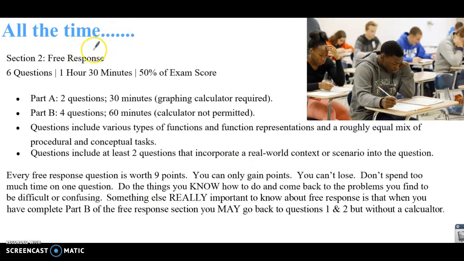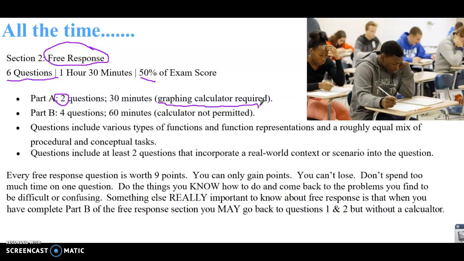Section 2 is the free response section, and that is where you thoroughly and completely show your work. We've done lots of practice, and I've talked to you a lot about what has to be shown and what can be left out. You're going to get a total of 6 free response questions, and it is the other 50% of the exam. In part A, you get 2 questions with a graphing calculator. There will be some things that you cannot do without that calculator. So you're allowed to use the calculator to do anything and everything it can, including solving equations, looking at graphs, integration, derivatives, anything that calculator will do, in the first 2 questions.